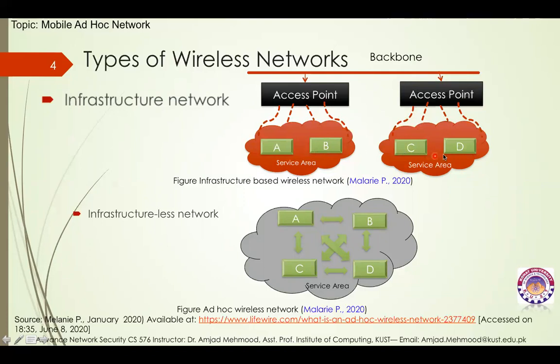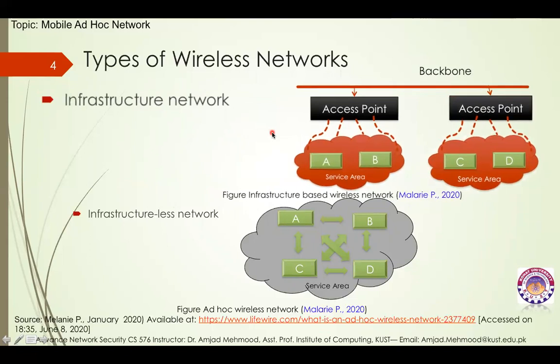Similarly, if you have some other service area, it will be connected the same way as service area one was connected. So if A wants to send a message to B, it will send the message through this backbone. So infrastructure will be available for such kind of network. That's why this kind of network is called infrastructure network.